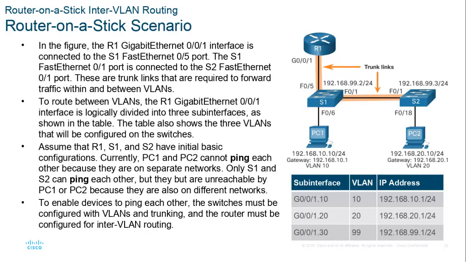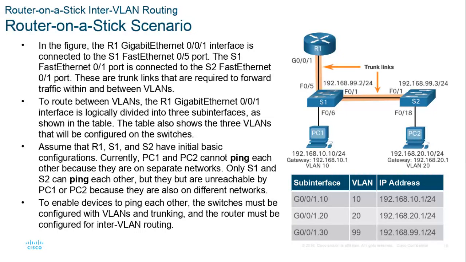So what we're going to do is take that router 1, R1, and we're going to create some sub-interfaces on it. Now, physically, the trunking cable that goes from port 5 of switch 1 up to the gigabit 0/0/1 port on the router, that's a trunking cable, just like it was going to another switch.